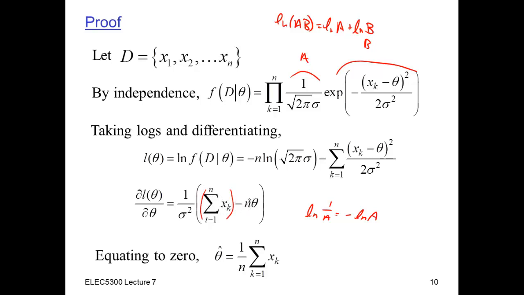Now I can set this whole thing equal to 0, and because the variance is positive, this thing has to be 0, which implies that this has to be equal to this. In other words, the optimal value of theta is just 1 over n times the sum of all the data points, or the sample mean. Okay, so that's the proof that the maximum likelihood estimate of the mean is the sample mean.